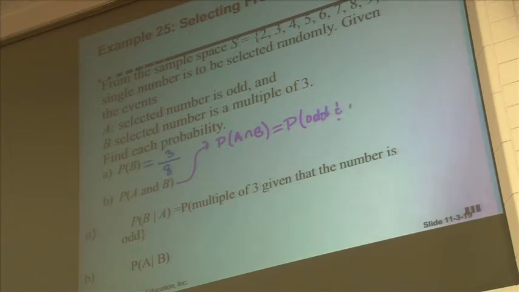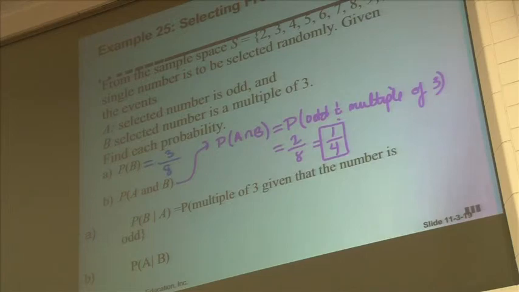Odd and multiple of 3. I'm writing everything out. 2 out of 8, which reduces to 1 out of 4. Okay? Is that clear? Part B. Alright. Part C. For some reason it renumbered it. That's supposed to be C and D down there. My lecture notes have C and D.